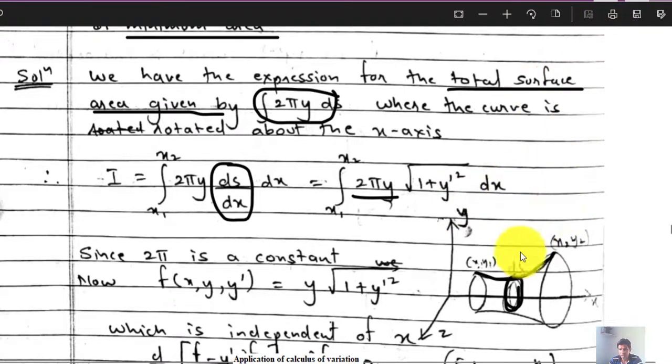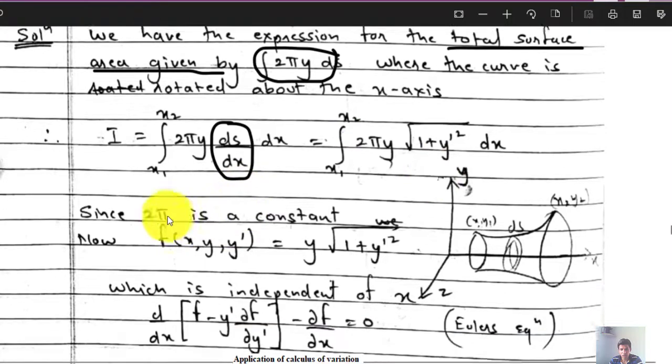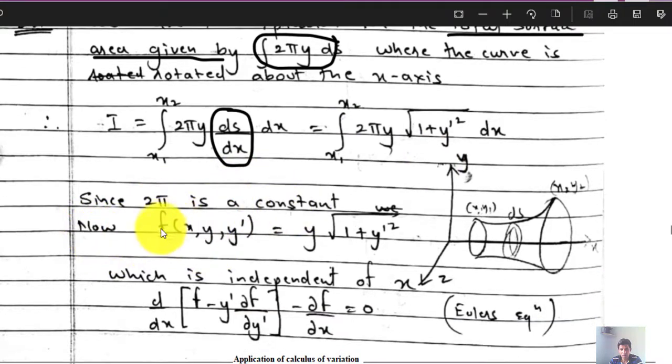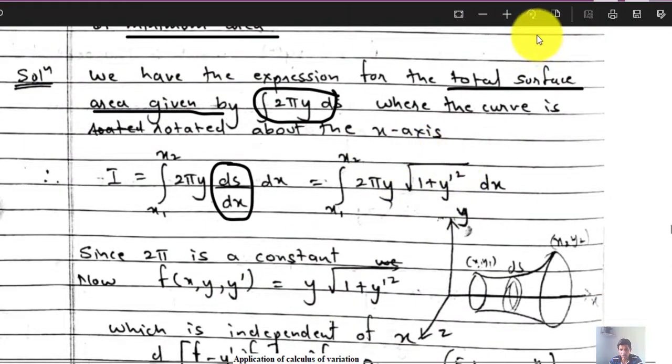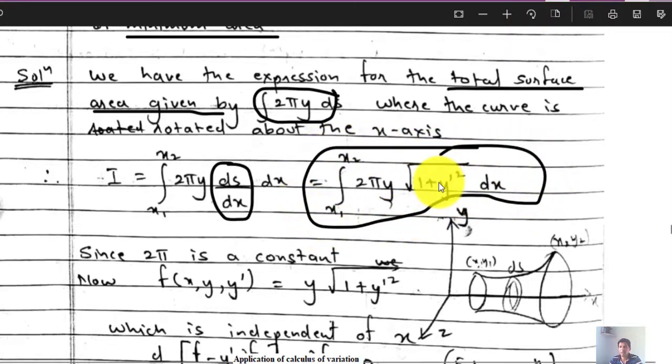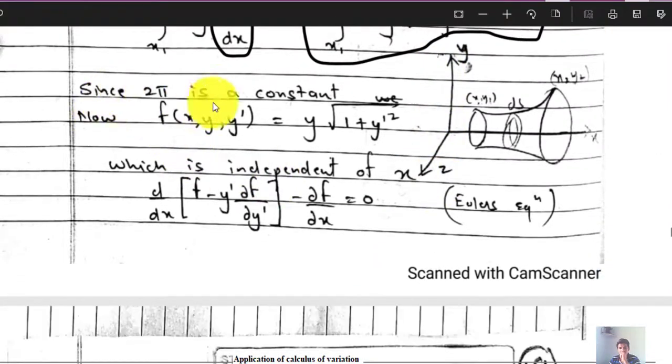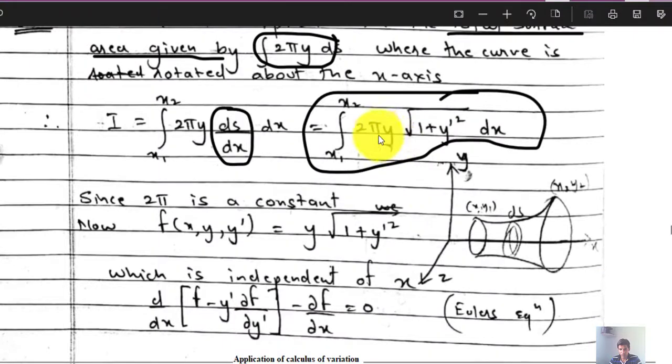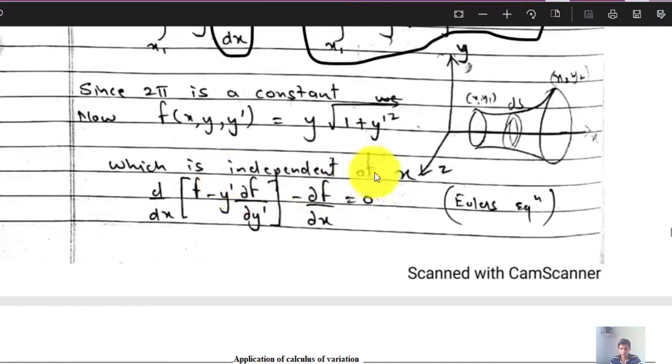Now since 2 pi is a constant, f is a function of x, y, y prime. Now what type of problem is this? It is a problem which contains a functional, and this can be evaluated by the calculus of variations using Euler's equation. Here 2 pi is a constant. Now f is a function of x, y, y prime, and it is equal to y square root of 1 plus y prime square, which is independent of x.